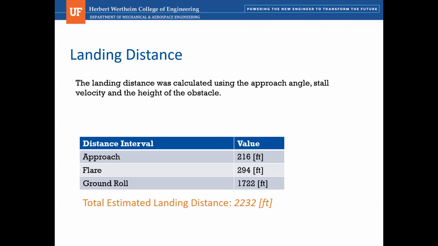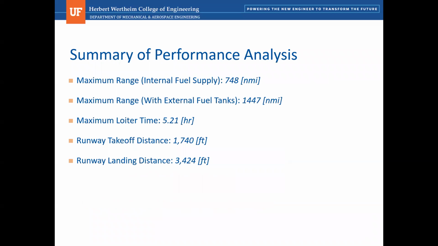We found that our approach distance would be about 216 feet. Our flare distance would be 294 feet. And then our ground roll, which was the dominant factor, would be 1,722 feet, which leads to a total estimated landing distance of 2,232 feet, which is well within our 4,000 feet constraints.